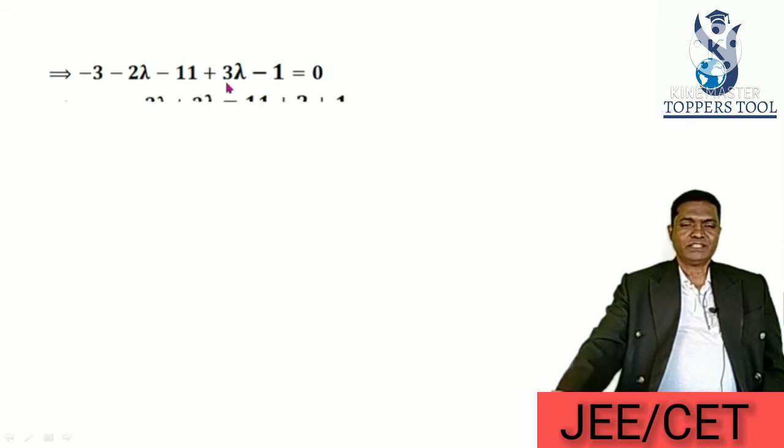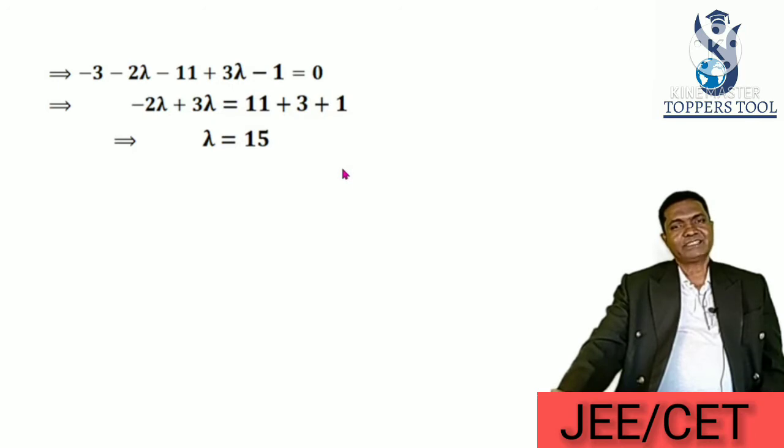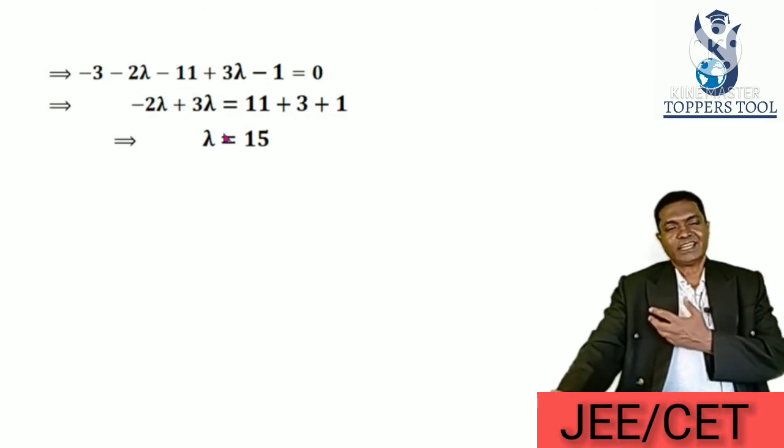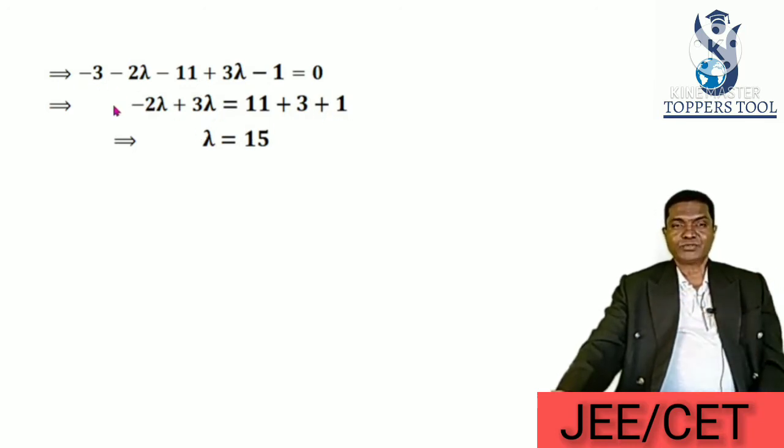On expansion you will come up with this simple linear expression. Keep the lambda terms on one side and the constants on the right and simplify. That is 3 lambda minus 2 lambda is 1 lambda, and bringing all these terms to this side, 11 plus 3 plus 1 gives you 15. This is the value of lambda. So remember how to find the value of an unknown quantity when the three vectors are coplanar.